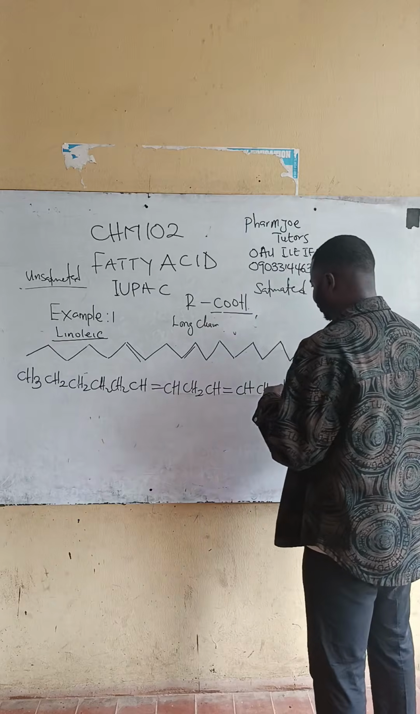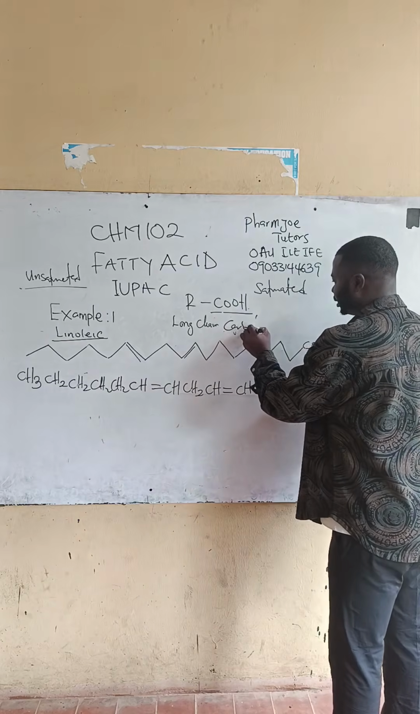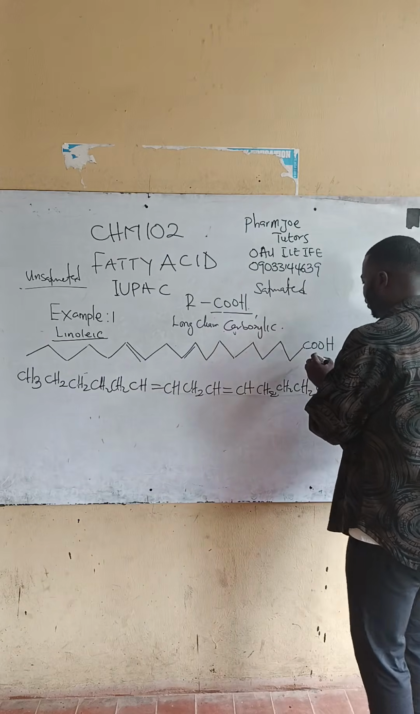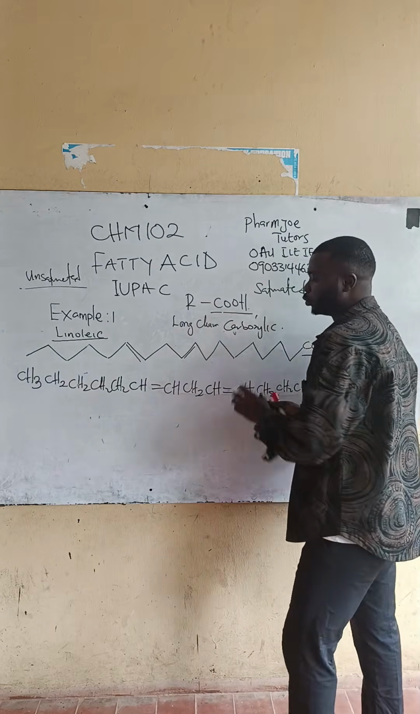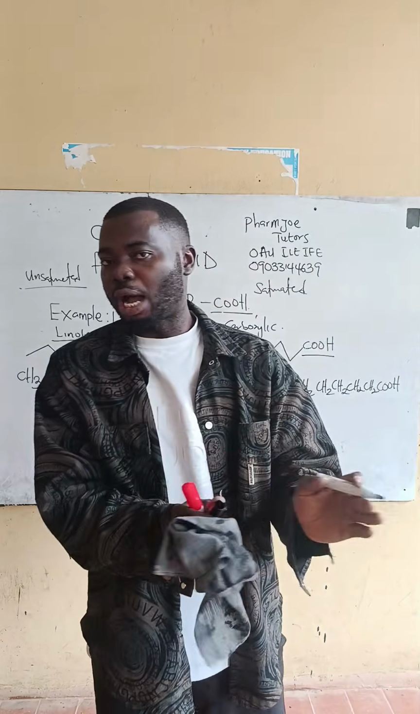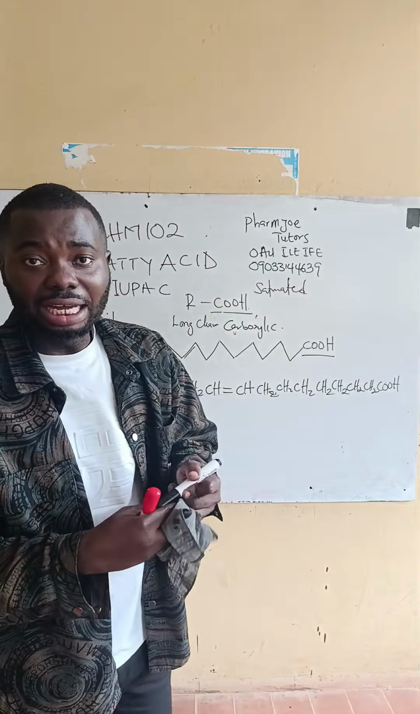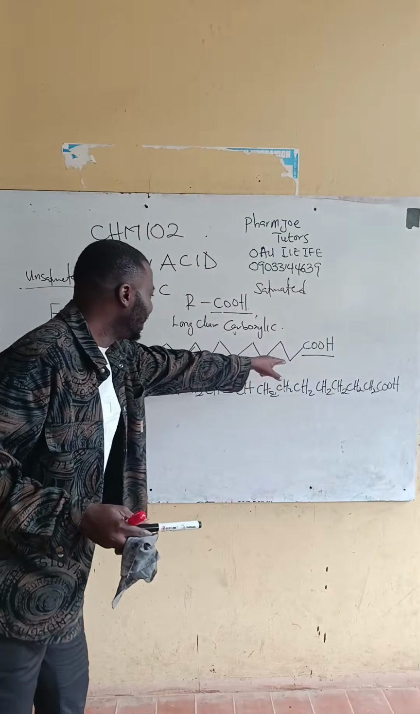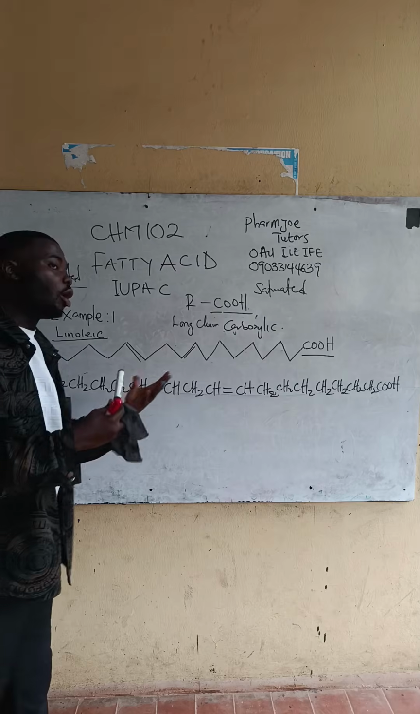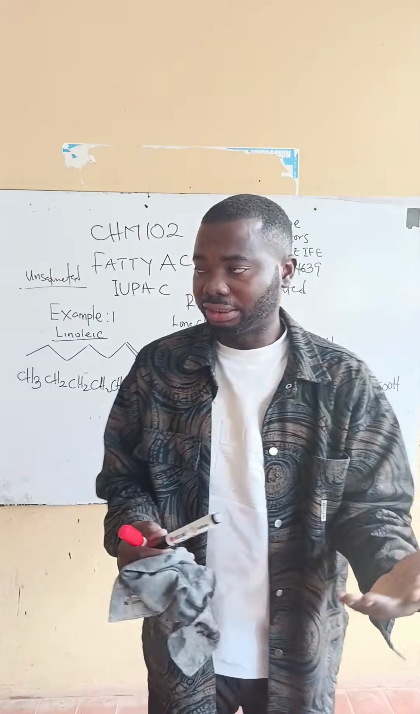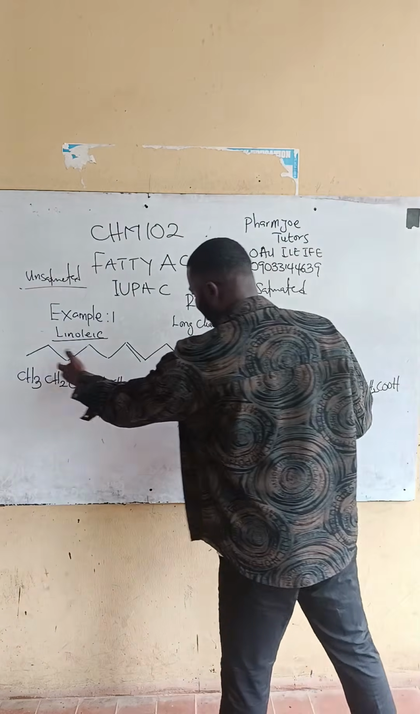Is a long chain what? Carboxylic acid. Now, you all know that the functional group of carboxylic acid is COOH, so RCOOH. So, fatty acid is a carboxylic acid, but the unique thing about fatty acid is that it has a long chain. You can see it is long. I have a longer one.